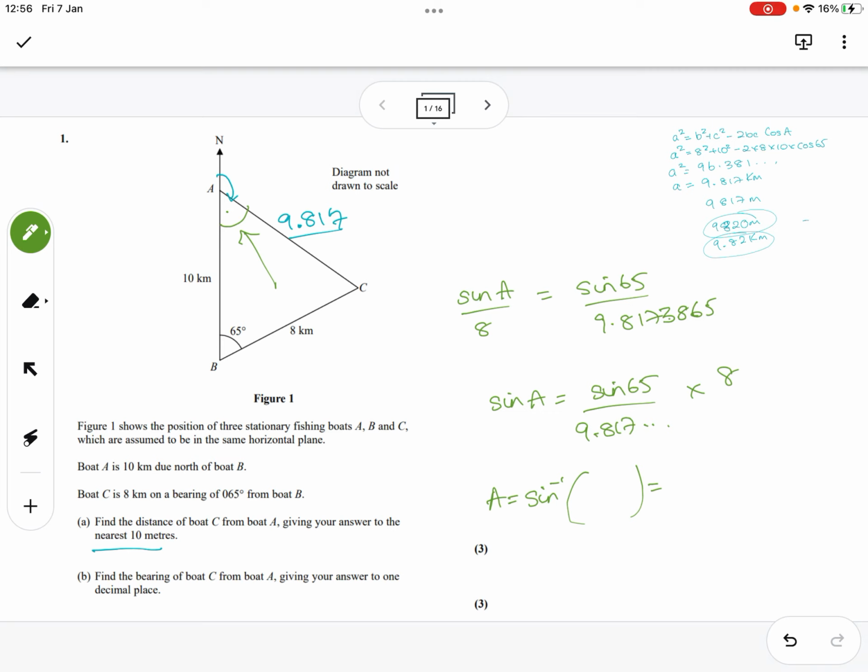So if I do sine of 65 divided by 9.817, times the whole thing by 8, I've got 0.73853, and then inverse sine that answer, I've got 47.6 degrees. Now that isn't my bearing, so my bearing will be 180 minus 47.6, giving the answer to one decimal place. I've got 132.4, so my answer here is 132.4.